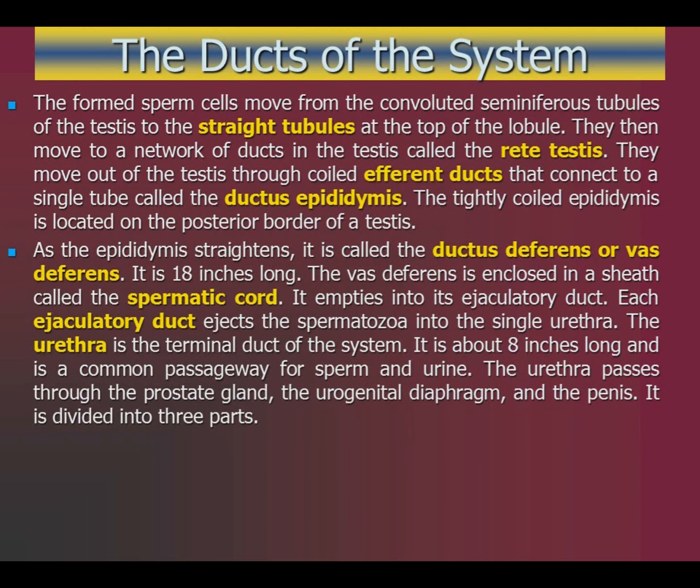The tube is enclosed in a connective tissue sheath along with nerves and blood vessels. This sheath is called the spermatic cord. The end of the ductus or vas deferens has a dilated terminal portion known as the ampulla. Each ductus deferens empties into its ejaculatory duct, the next part of the system.